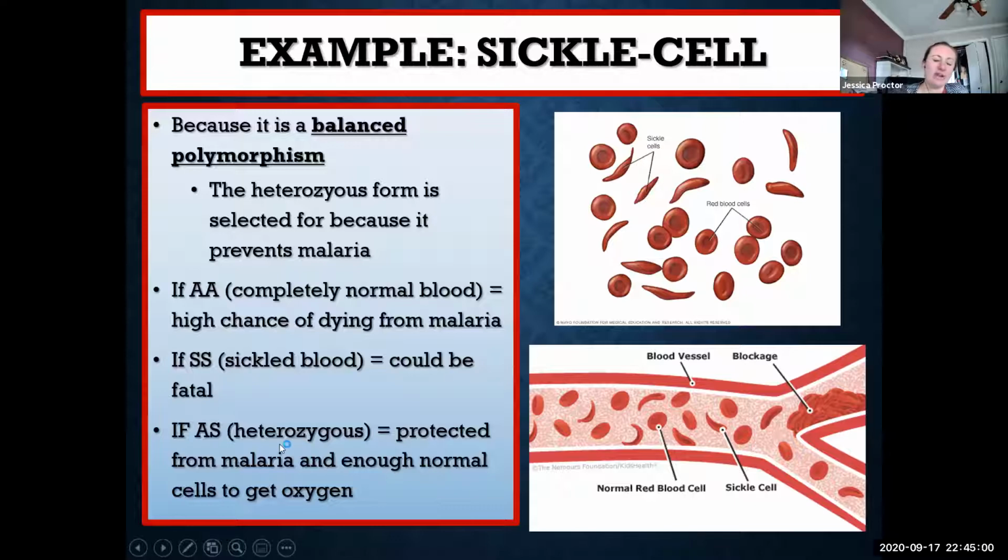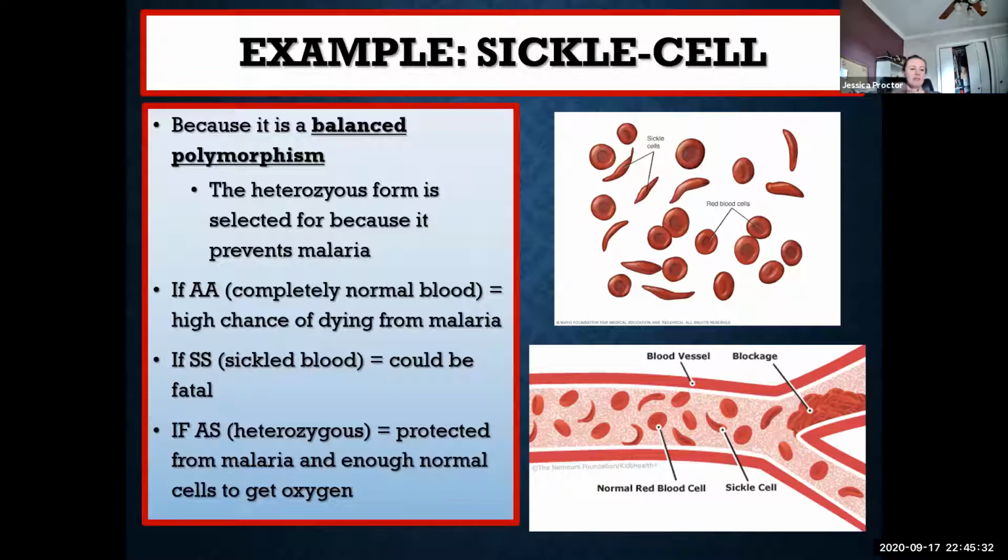If you have the AS genotype, you're the heterozygous form, you're protected from malaria, and you have enough red blood cells to get oxygen. Like I mentioned before, in the AS genotype you do have a slightly lower level of oxygen in your red blood cells, but not low enough to affect you, the human, negatively. But it is a low enough level of oxygen that it prevents the malarial parasite, carried by mosquitoes, from completing its life cycle.